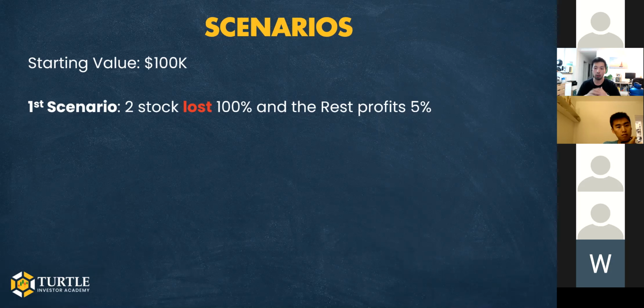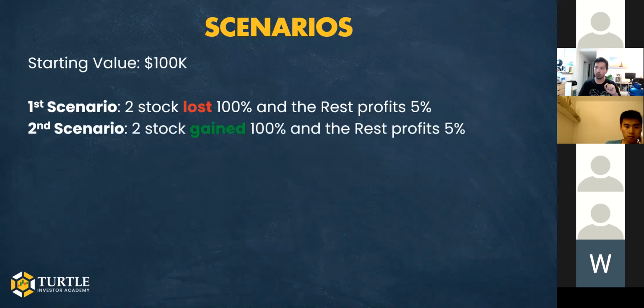Roughly 5%, all right? Just FYI, the average return for the US stock market is roughly around 10%. Let's say we pick really badly: all the other stocks we pick only generate 5%, and we pick two stocks that lost 100%. Make sense for the first scenario?